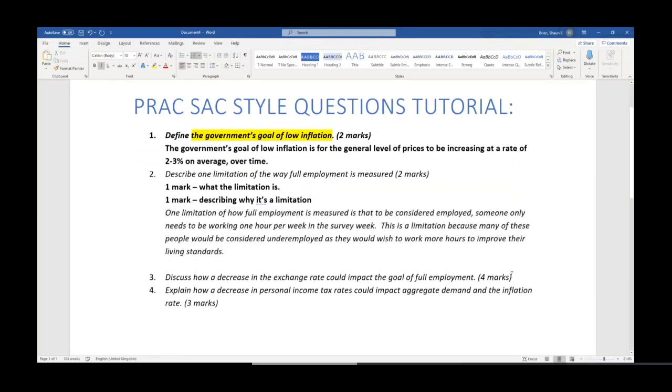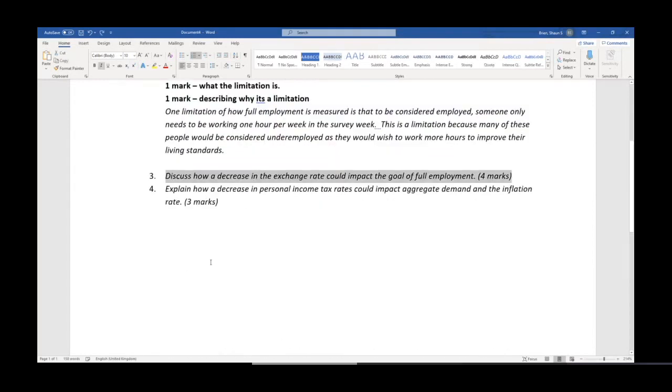Then after that, it gets a little bit more complicated, and this would be a tricky question that I feel like a lot of people would lose a mark on. So this next one: discuss how a decrease in the exchange rate would impact the goal of full employment. With that already, because we've got the goal of full employment, we are going to need to define the goal of full employment.